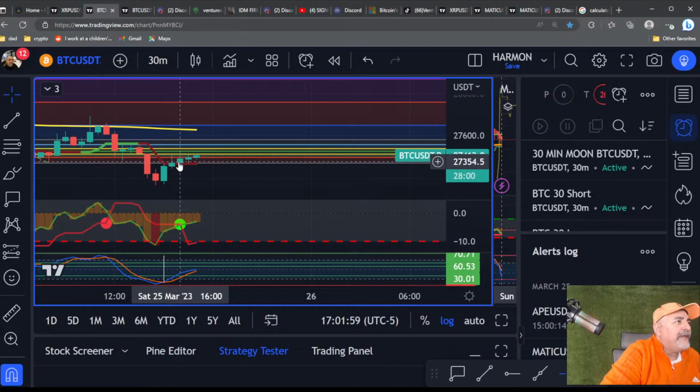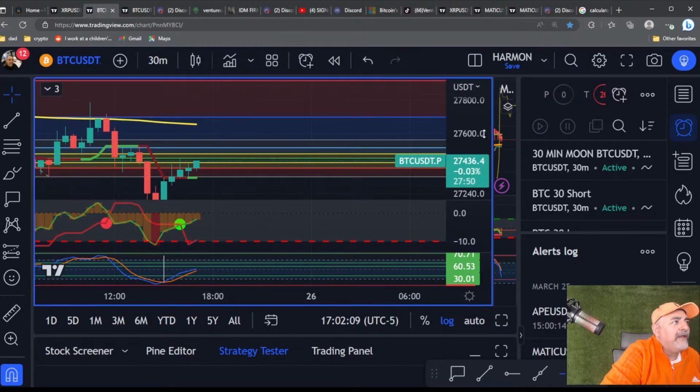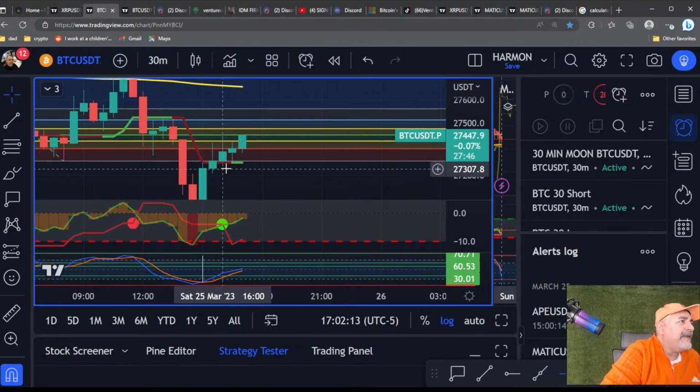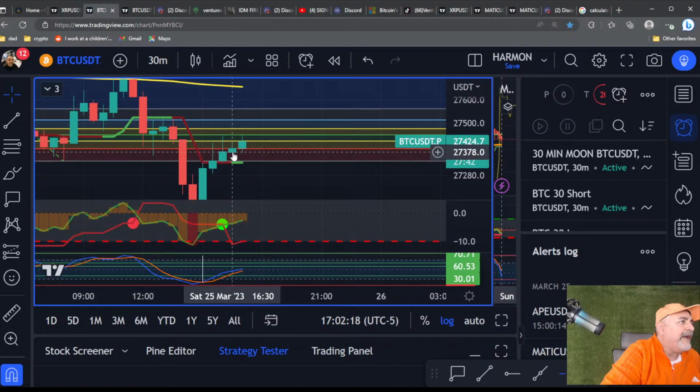So our entry is about 27,360, right? You see that? You guys see that green moon? Go to your indicators, guys. If you're in the academy, go to your 30-minute Bitcoin. Tell me where your green moon is and what the price is.